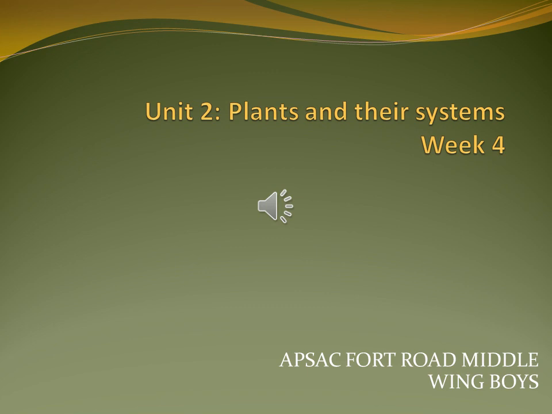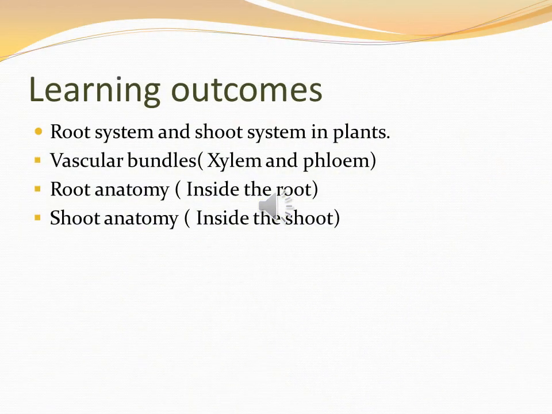So, today we are going to start a new chapter, that is plants and their system. Learning outcomes. At the end, you will be able to understand the difference between root system and shoot system in plants, as well as the function of xylem and phloem. Then root anatomy means what is present inside the root, and shoot anatomy means the structure of stem. You would be able to understand what is present inside the stem.